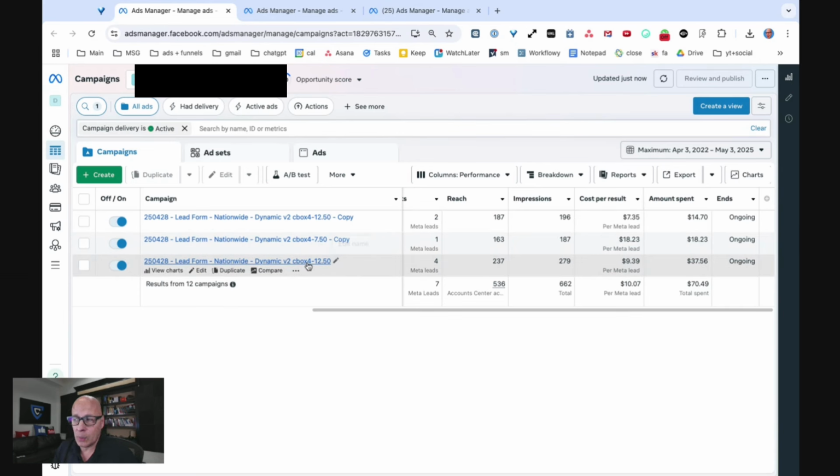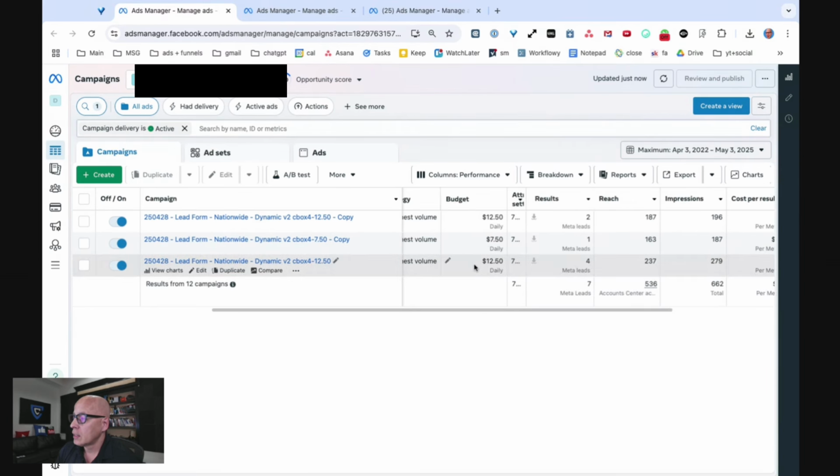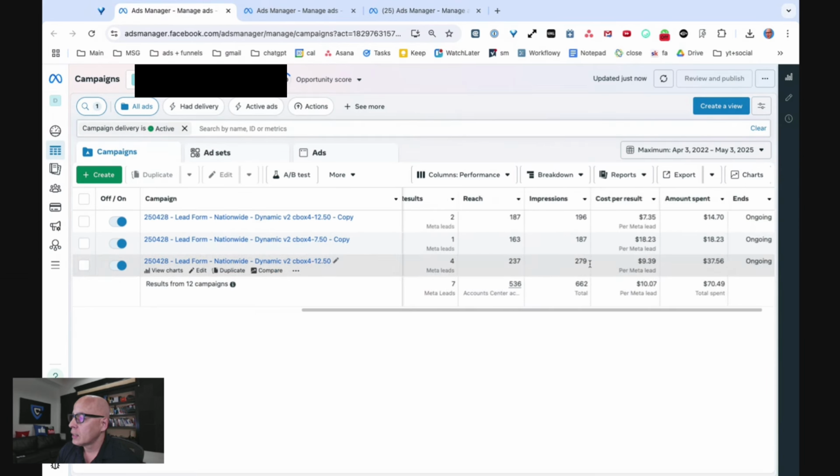So let's imagine that you were running this campaign and you didn't have that much of a budget. Now you have a campaign that's running at $12.50, and it's gotten 4 leads at $9.39. So you could still run these sort of campaigns at a low budget. Now, it has to be nationwide if you're on a low budget, simply because you're not going to get enough lead flow. But we do deals nationwide all the time.